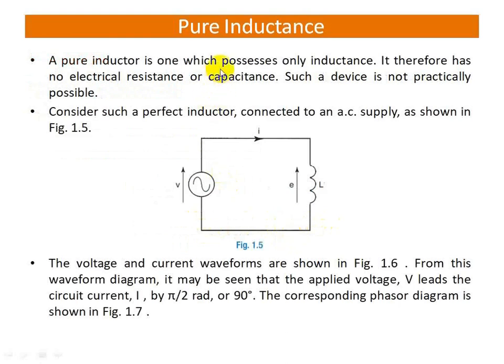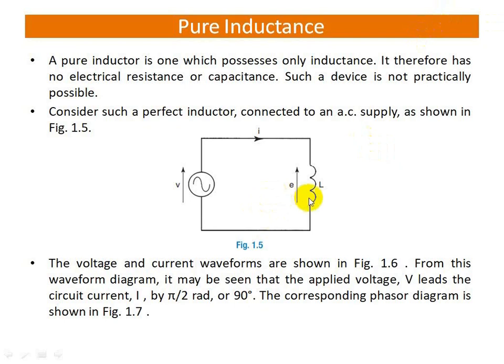Coming to the pure inductance. The pure inductance is one which has only inductance. There is no resistance and no capacitance. Ideally, we cannot get an ideal inductor, but examples for inductors are choke coil, transformer winding, motor winding. These are some of the examples.